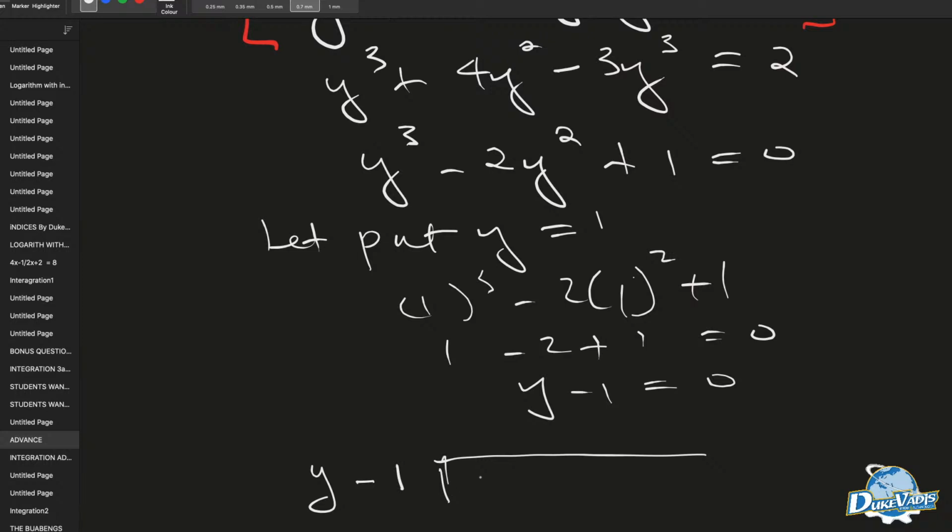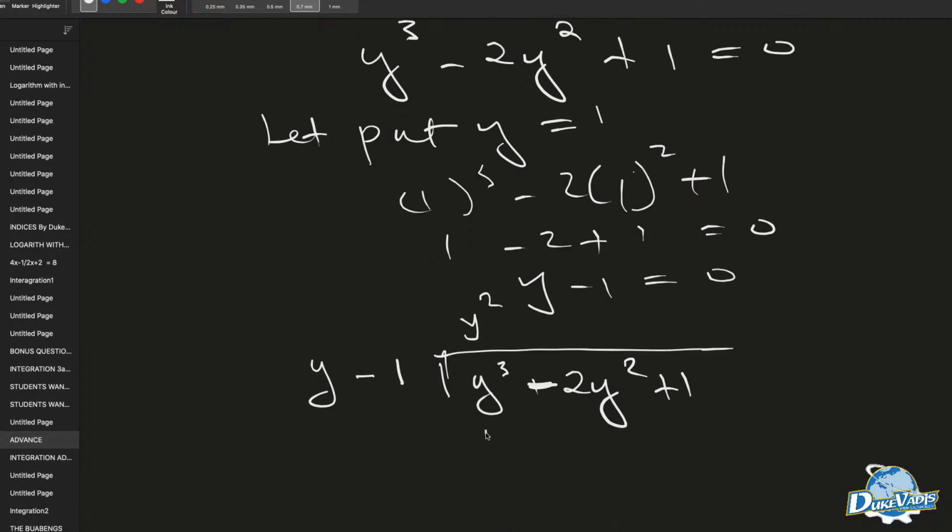So our equation is y cubed minus 2y squared plus 1. That is what we have. We have to divide this to get the right values. So now this one will go here, y squared. We multiply this by that, and we get y cubed minus y squared.